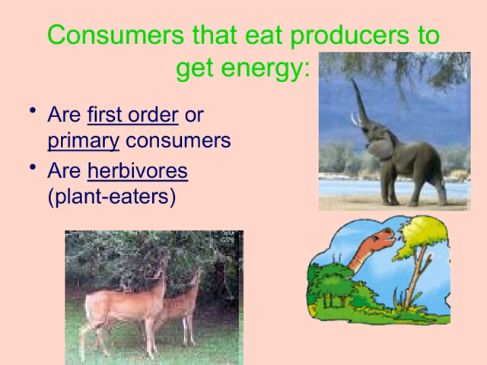Now, let's talk about consumers that eat producers to get energy. These are what we call first-order or primary consumers. Essentially, they are the herbivores, meaning they eat plants.